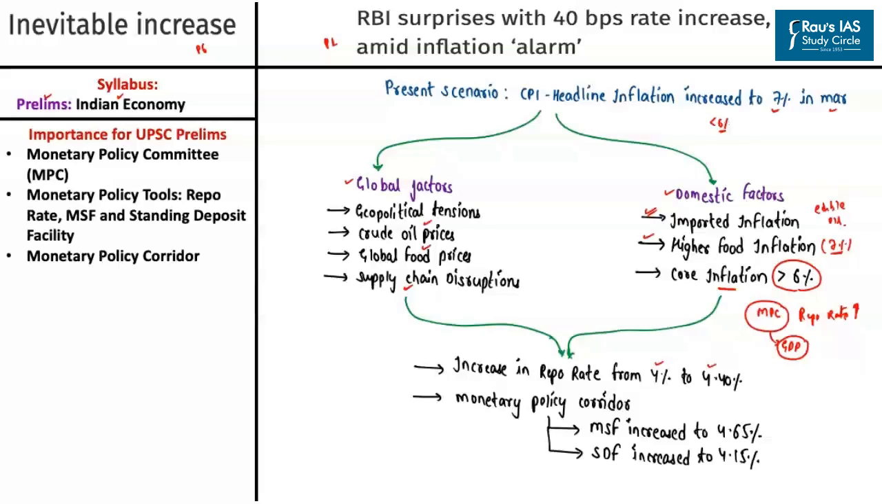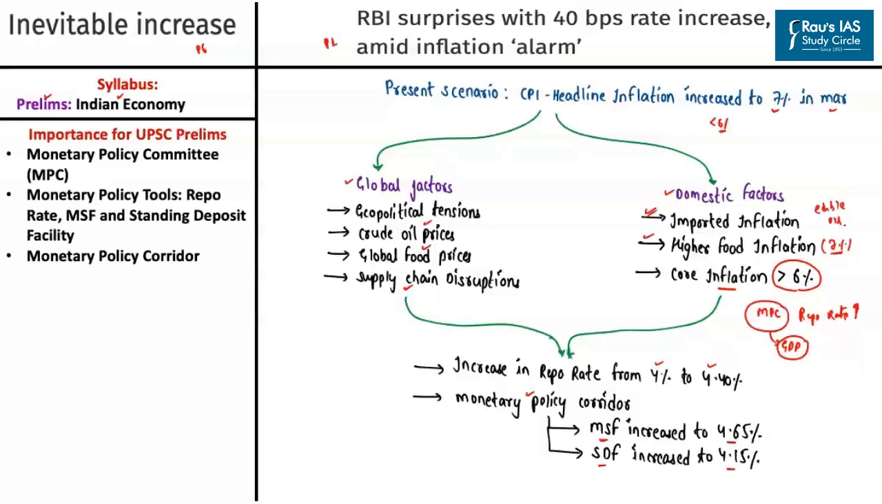Further, the monetary policy corridor also stands changed now. For example, the marginal standing facility has been increased to 4.65% and the standing deposit facility has been increased to 4.15%. So these are the developments which have taken place and you must have read in the newspaper as well.